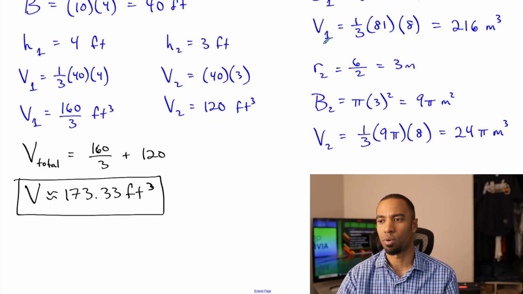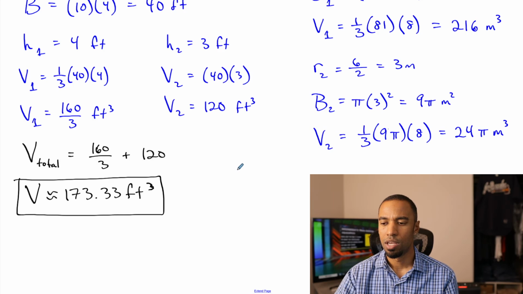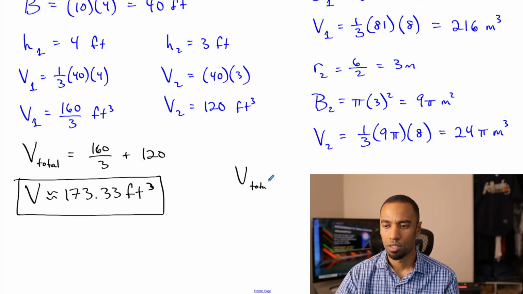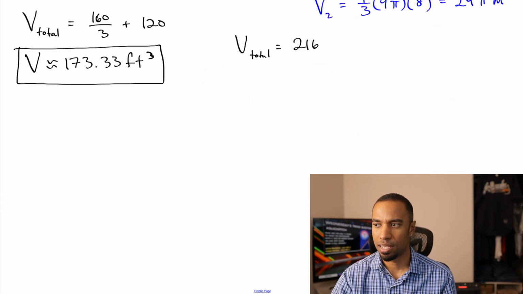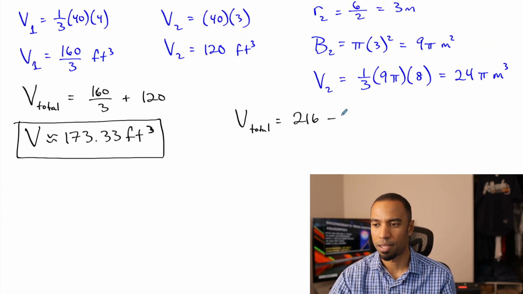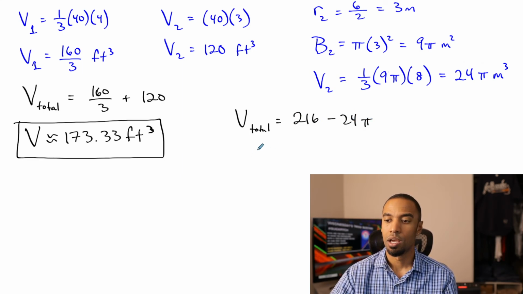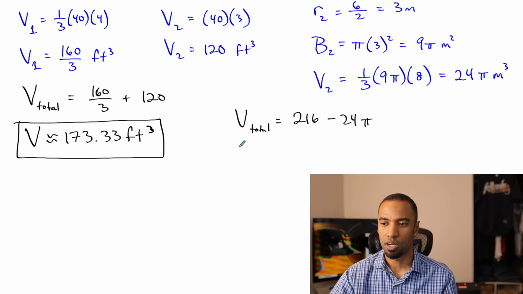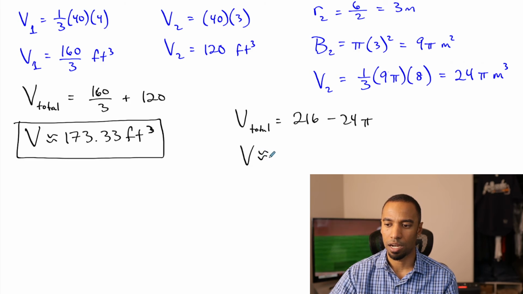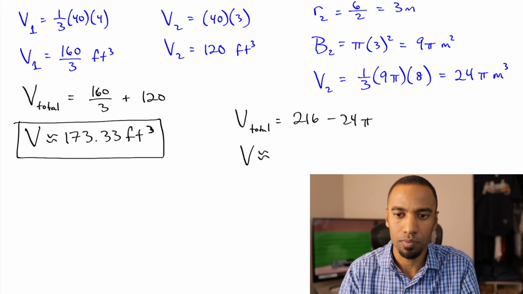The volume of the total thing, we're going to subtract V2 from V1. So volume of total is going to equal 216 minus 24 pi. That would be an exact answer, by the way. We couldn't combine these things. That would be an exact answer in terms of cubic meters, but we will go ahead and approximate that for you.